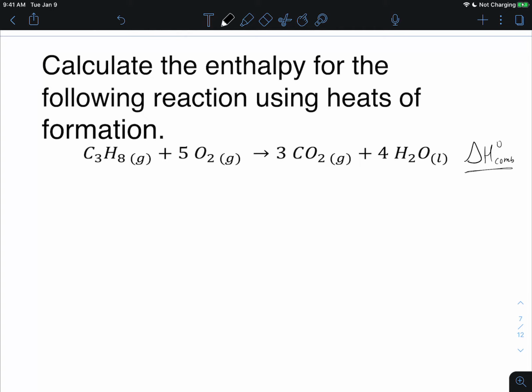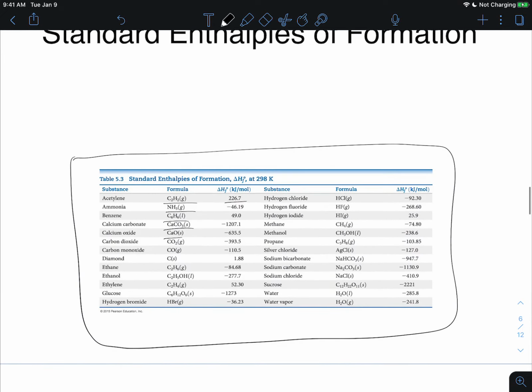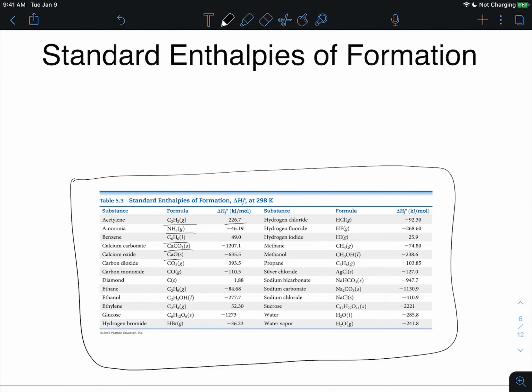So anything that's in a compound form, you're going to write out standard enthalpy of formation equations for. So we're going to want to solve for C3H8, we're going to solve for CO2, and H2O. Our C3H8 is in the gaseous form. Carbon dioxide is in the gaseous form as well. And then water is in the liquid form. So when we use this table right here, make sure you note what states of matter you have, because our liquid form of water has a very different enthalpy from our gaseous form of water.